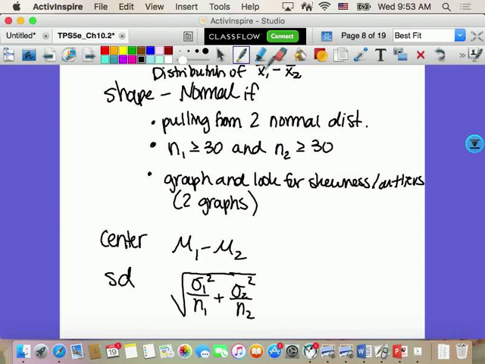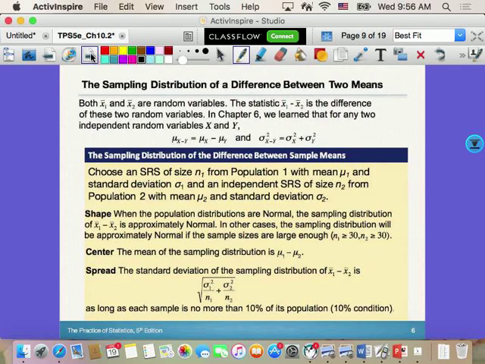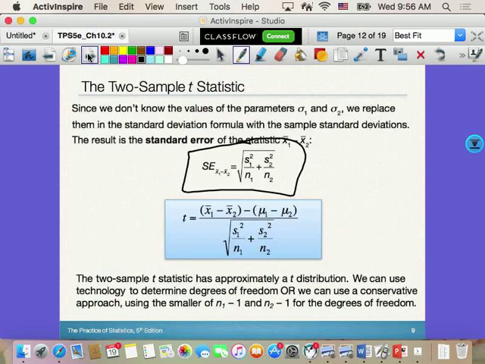All right, the center of the distribution of x bar 1 minus x bar 2 is mu 1 minus mu 2. And just for review, that means that x bar 1 minus x bar 2 is an unbiased estimator of mu 1 minus mu 2. Okay? And then we looked at the standard deviation. This formula is on your formula sheet, so no worries. This is the same thing over and over again.